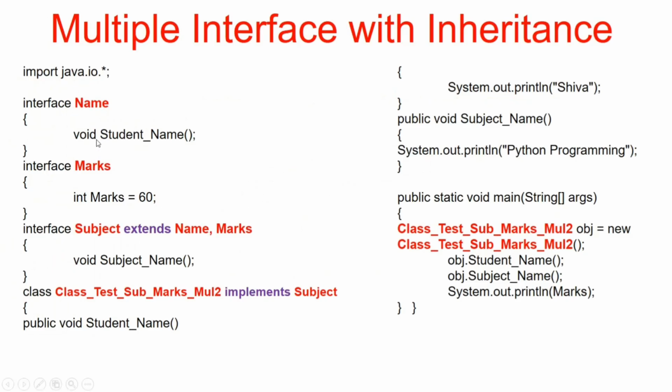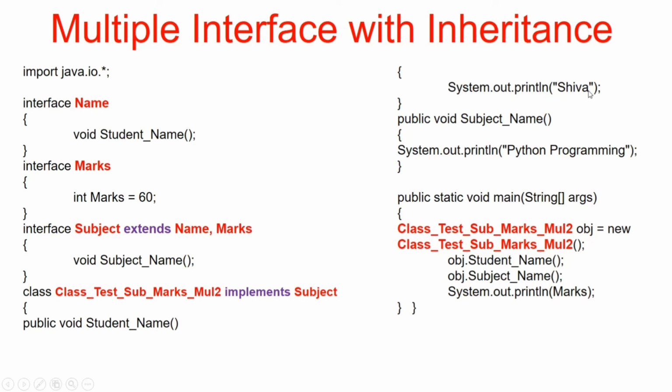Now let's see the implementation. So here we have name as one interface, mark as another interface. These two interfaces can be extended to subject. Subject is also one of the interfaces. The subject carries the name as well as marks. Okay. Now we come to the main program. This is our class name. This class is going to implement the subject because subject carries the name as well as marks. If you implement the subject, you can access the marks as well as name. Right.